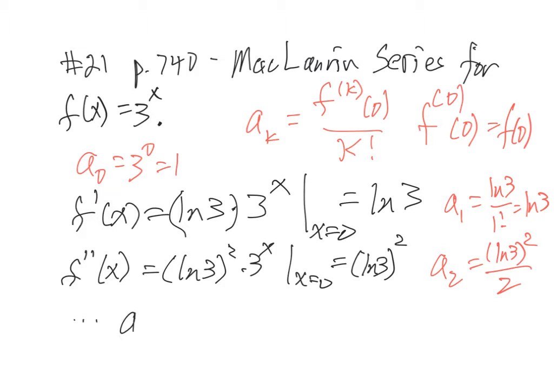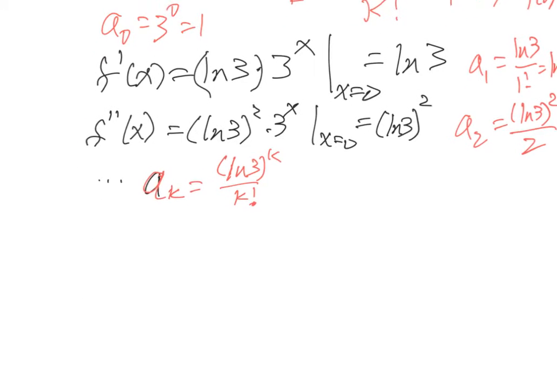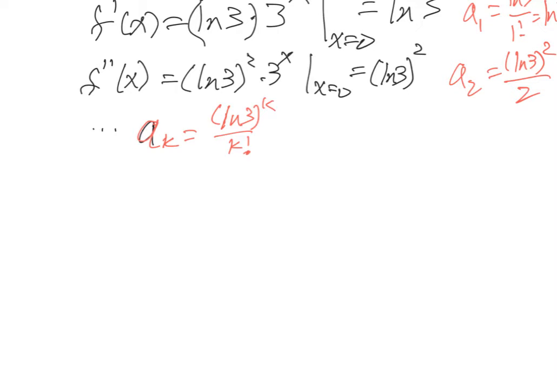A sub k is going to be ln 3 to the power k divided by k factorial. And so the Maclaurin series is 1 plus a sub 1 was ln 3 times x. A sub 2 was ln 3 squared over 2 times x squared, and so on.